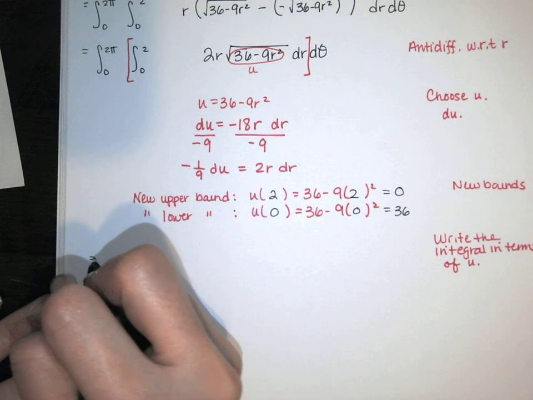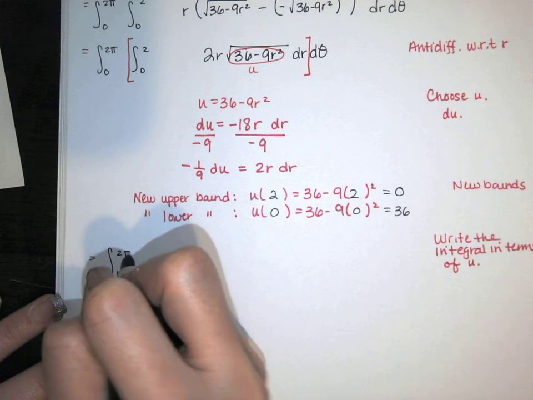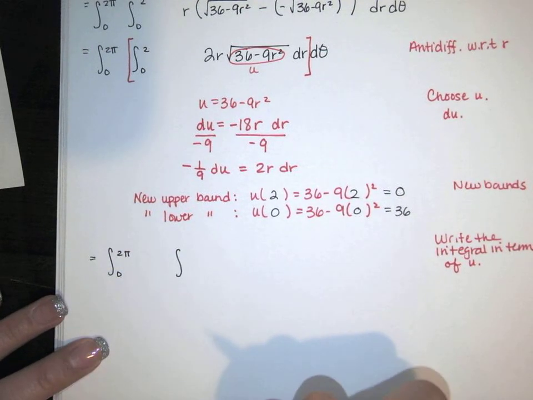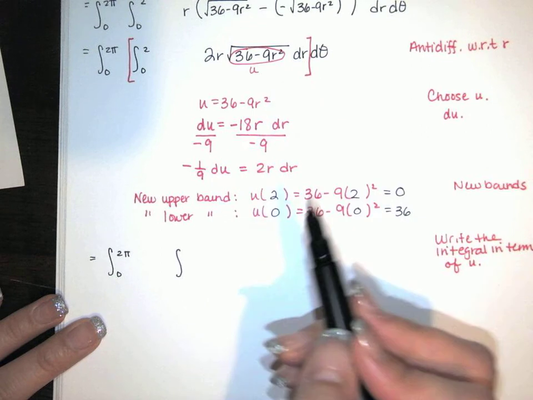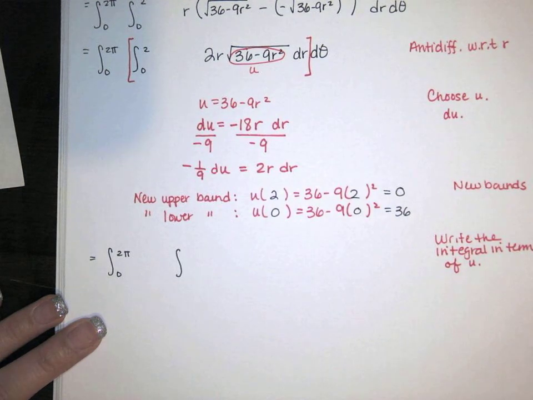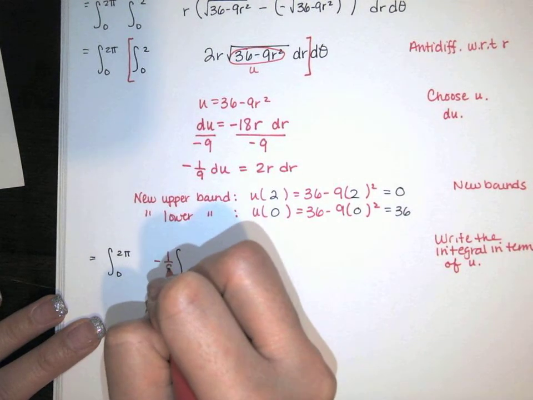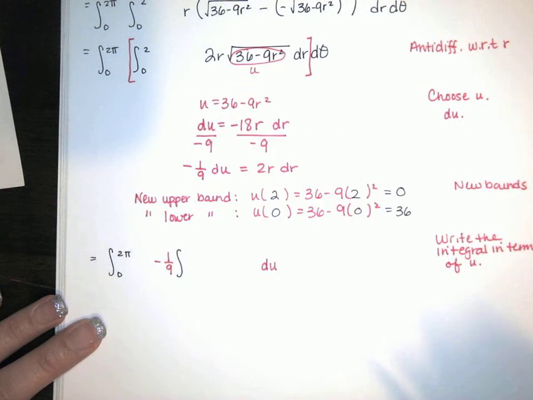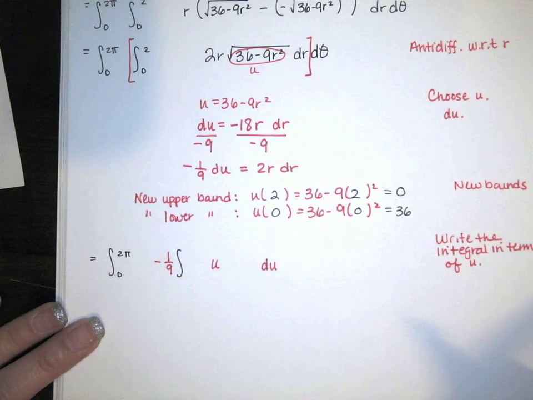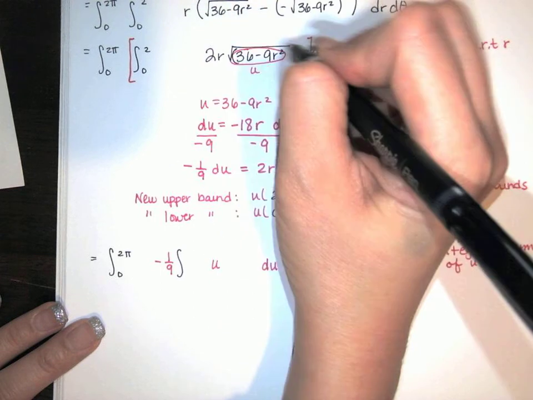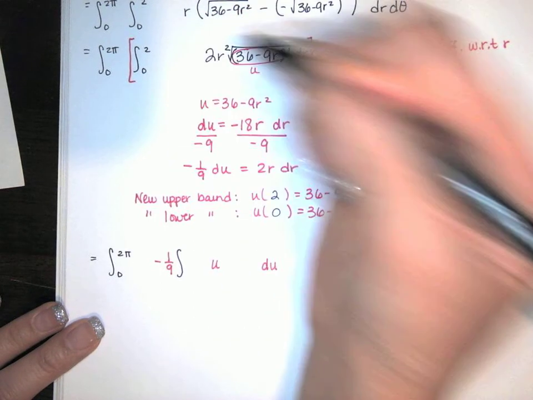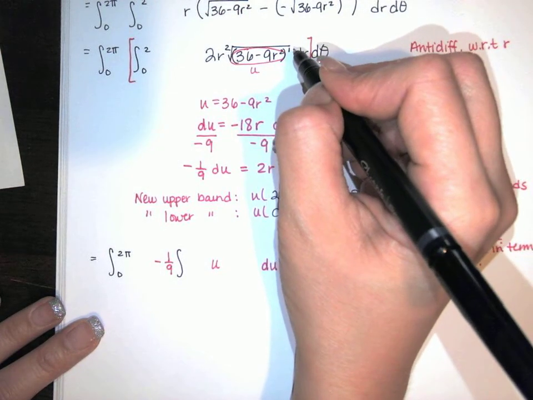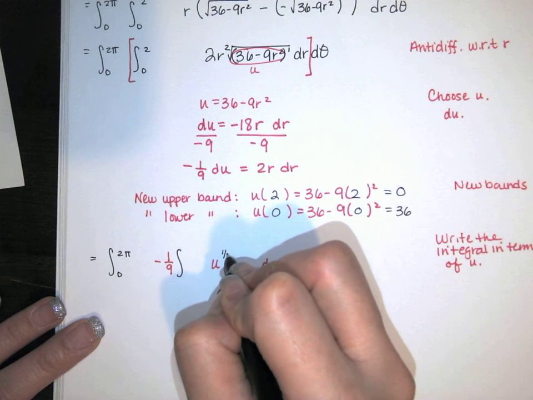Okay, so we have the integral from 0 to 2 pi of this integral here. Now 2r dr happens to be negative 1/9 of du. And then this is u, and we're taking the square root of u. Remember square roots, how those work. That's an implied 1 and an implied 2, so that's u to the 1/2 power.